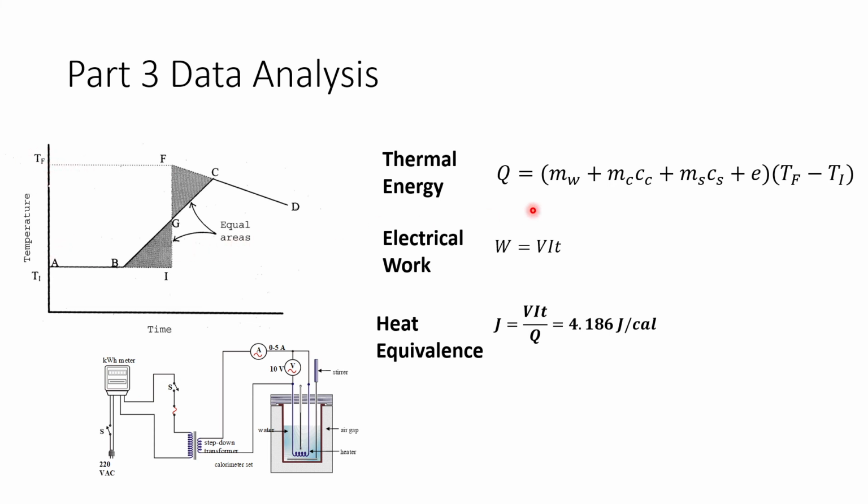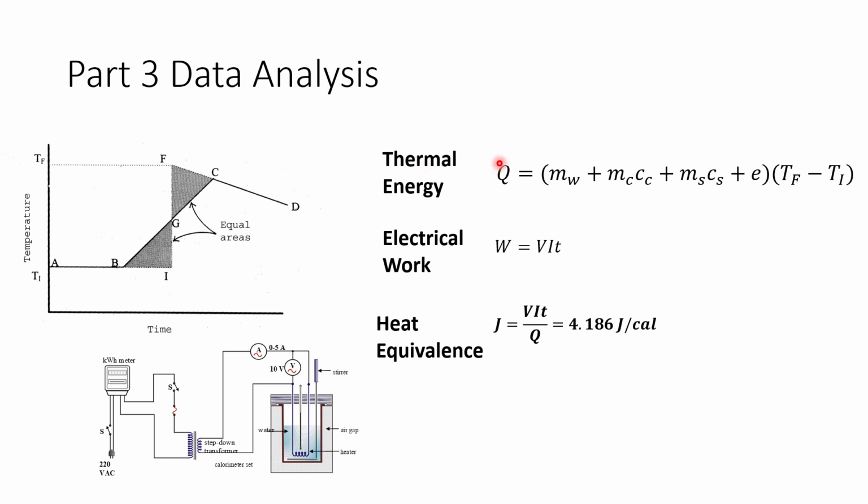The thermal energy difference is going to be the mass of the water times C equals 1, plus the mass of the calorimeter, and the mass of the stirrer, and also the equivalent heat capacitance of the thermometer itself. By calculating all these numbers from the measurement, then through this graph plot, you can determine what TF and TI are. Subtract TI from TF, so Q equals MC delta T, and then you get this thermal energy.